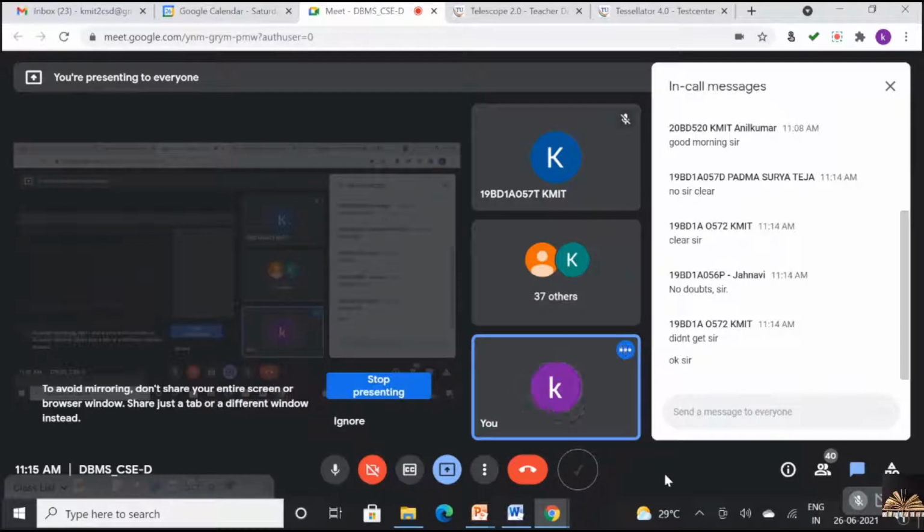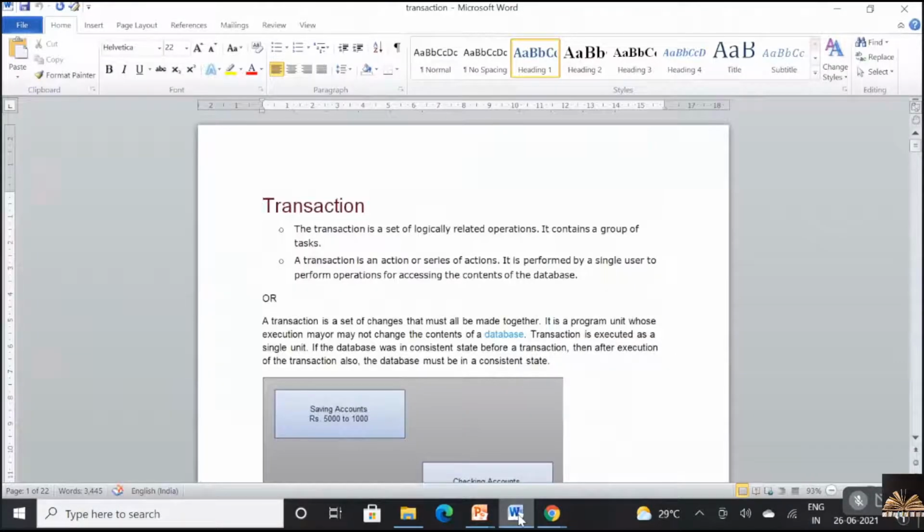Okay. So now going with transaction management, ma. Already I've covered the basics. I hope every one of you were present in that class, whoever are there today. So I told you, I'm just briefing it again. The transaction is a set of logically related operations, ma. It contains a group of tasks. Whenever you're talking about a transaction, it majorly consists of read and write operations.